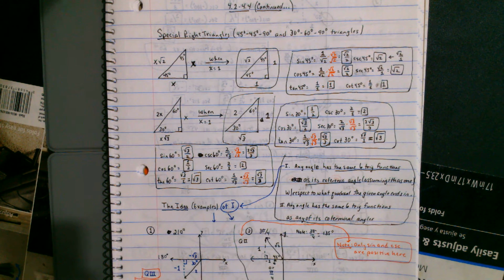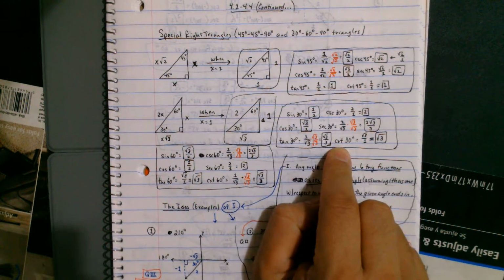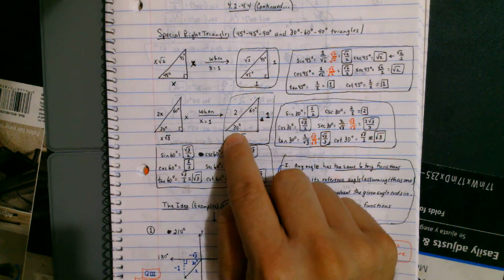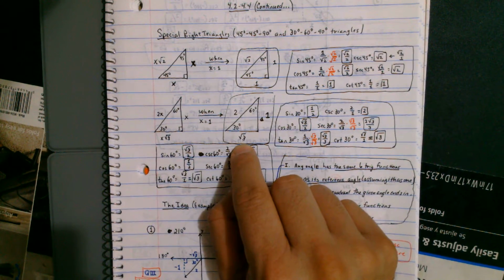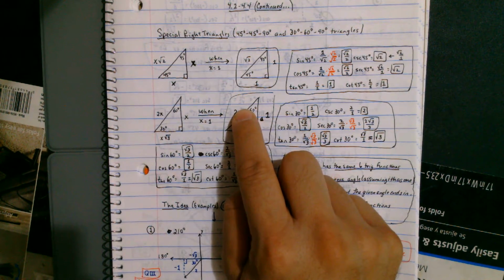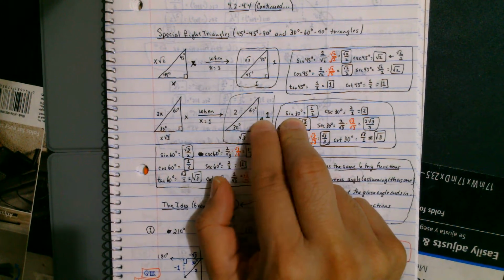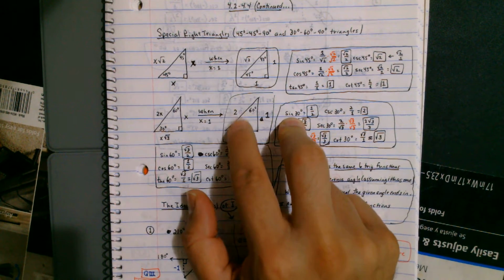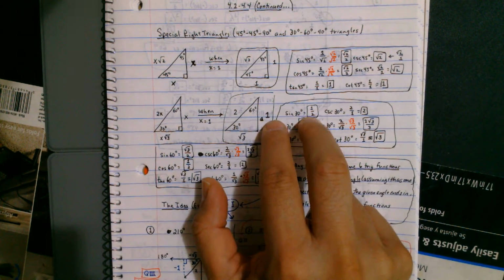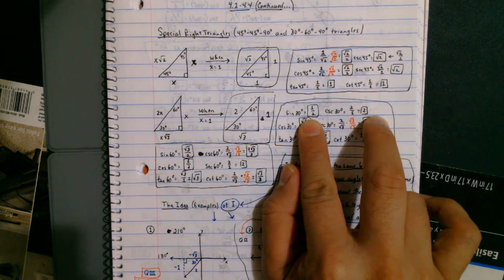Or for 45 degrees. Now, when you're talking about 30, the 6 trig values of 30, here's 30. Its adjacent side is square root of 3. Its opposite side is 1. The hypotenuse is 2. So sine of 30 is opposite over hypotenuse, 1/2. Which means the cosecant of 30 will be 2 over 1, or just 2.